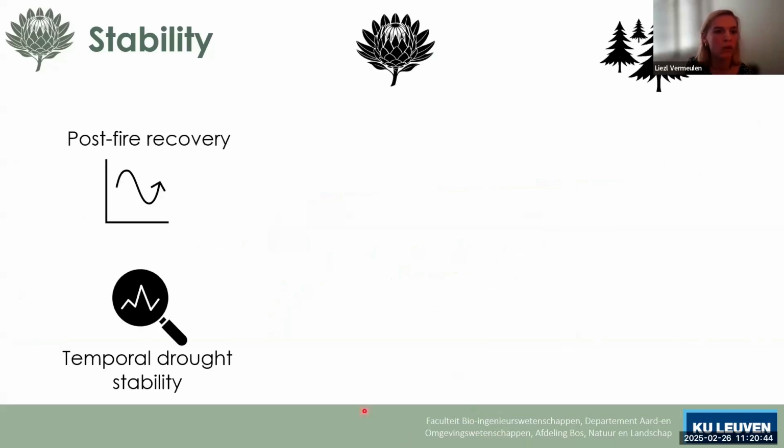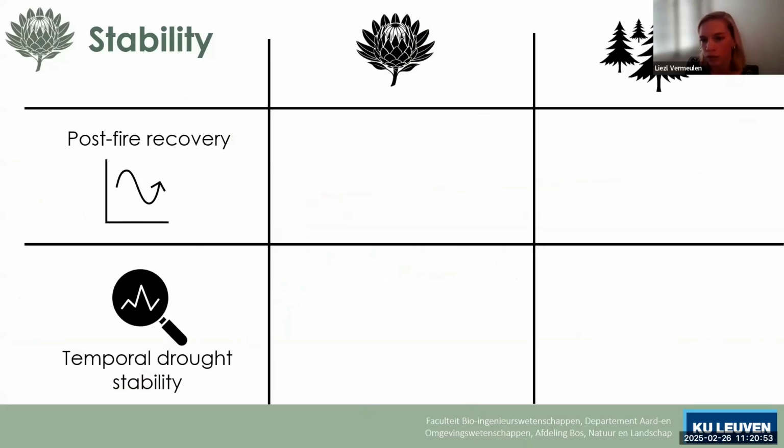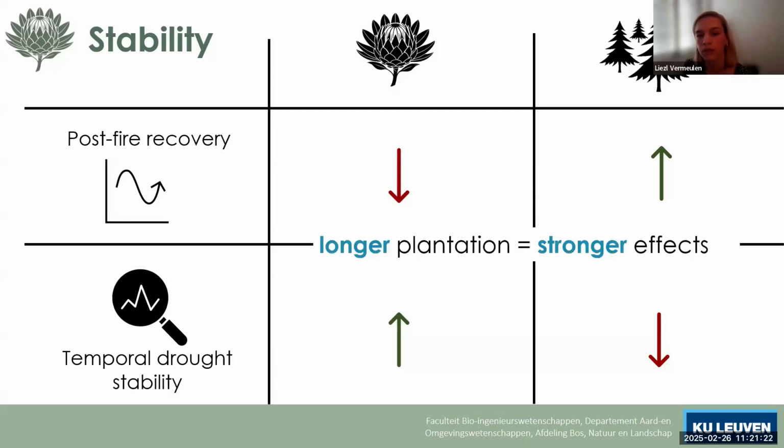So what did we find? Now again, we're comparing post-fire recovery and temporal drought stability for natural areas and degraded areas. And what our final results showed is that in natural areas, where no plantation occurred in the past, the vegetation recovered slower after fire, but was more stable during drought. So the drought effects had caused less stress. The opposite was true for degraded areas, which showed a very fast recovery after fire, but the vegetation experienced much more stress and was much more unstable during drought. And then again, similar to what we saw in our biodiversity analysis, we once again found that these effects were stronger with a longer plantation duration.